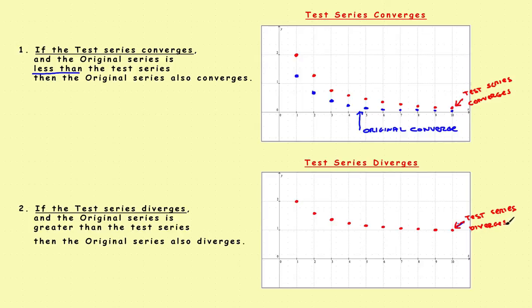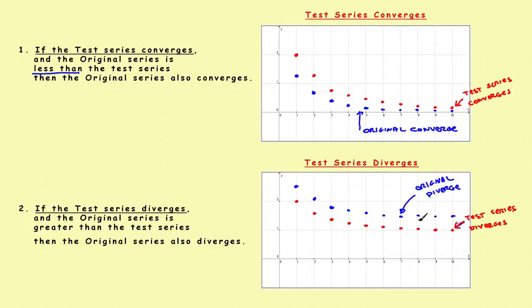So now, if the test series is diverging, what's going on with the original series? And we'll go back to our blue dots again. Now, in this case, if the test series diverges and the original series is greater than the test series, then each of these blue dots would be above each one of the red dots. So it might go something like this. Again, these are the original series. So if the test series diverges, any series that's greater than the test series must also diverge. So the original series will also diverge.